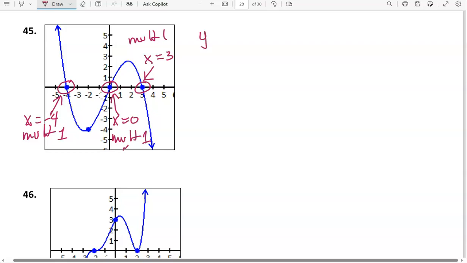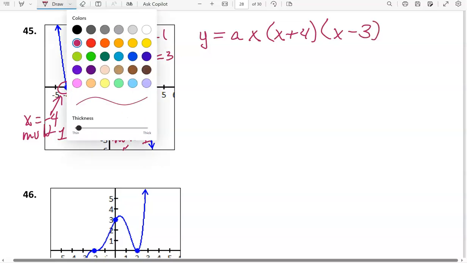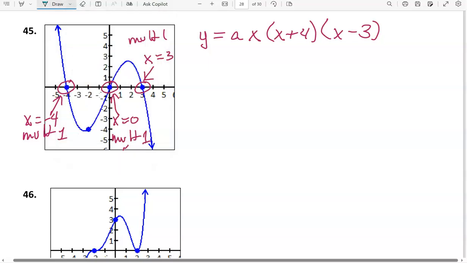Alright, that means that our equation is going to look like the following: y equals a times, and I'm going to write that monomial factor of x, which is really x minus 0, first, and then we have a factor of (x plus 4) for the 0 of negative 4, and a factor of (x minus 3) for the 0 of x equals positive 3. From here, let's use our extra point to find the value of a. Extra point has coordinates of (negative 2, negative 4), which means that y is negative 4 whenever x is negative 2.